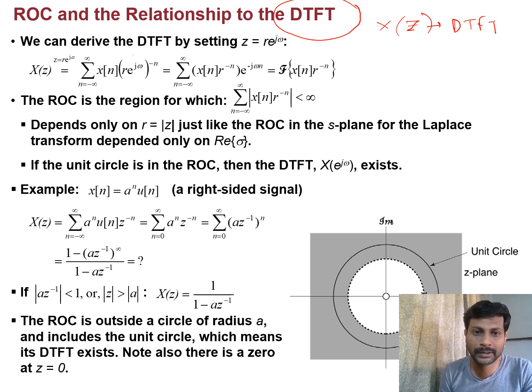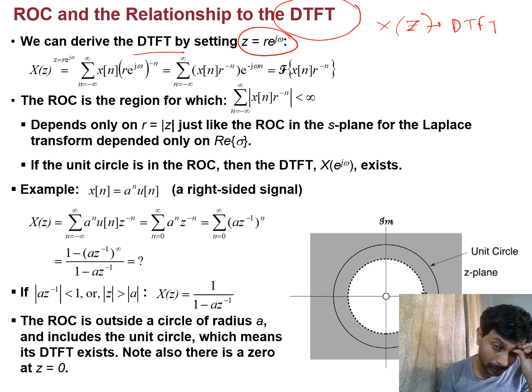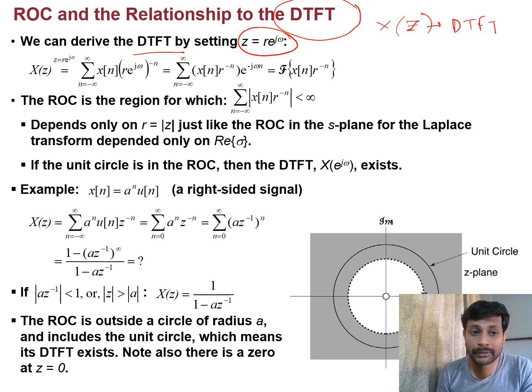Now to derive the relationship between Z transform and discrete time Fourier transform, let us derive the DTFT by setting z equal to R e to the power j omega. This is very important: z equals R e to the power j omega. We already derived the equation X(z) equal to summation x[n] z to the power of minus n. So we are replacing z by R e to the power j omega. So ultimately we will get summation n equal to minus infinity to infinity of x[n] R e to the power j omega to the power minus n.